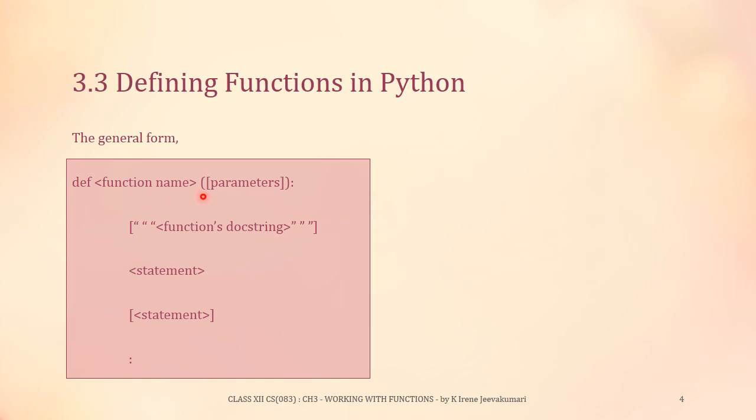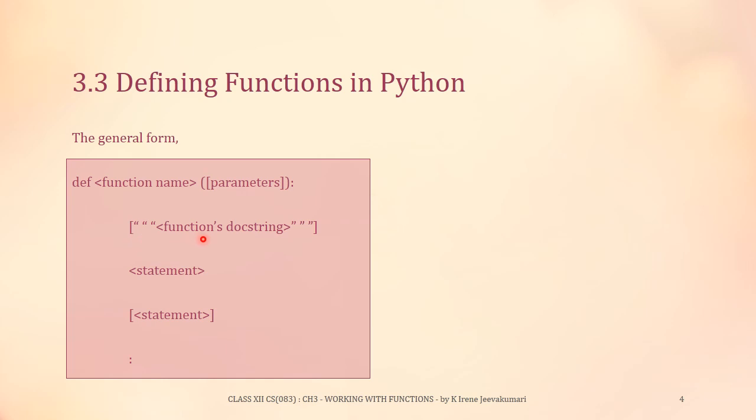And then the next one, you can see a starting parenthesis and an ending parenthesis. These are also not inside any angle bracket or square bracket, so the parenthesis has to be given as specified. Inside the parenthesis, you have square brackets and it is mentioned parameters. Items inside square brackets are optional. So these parameters, if necessary, can be given, otherwise not. And you can see there is another angle bracket here. So this is also optional.